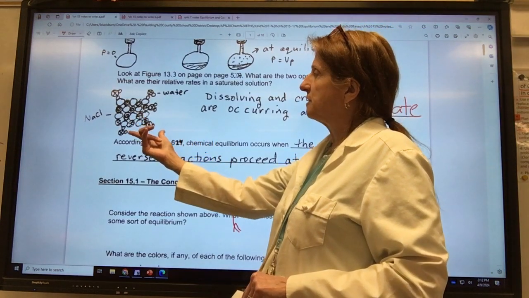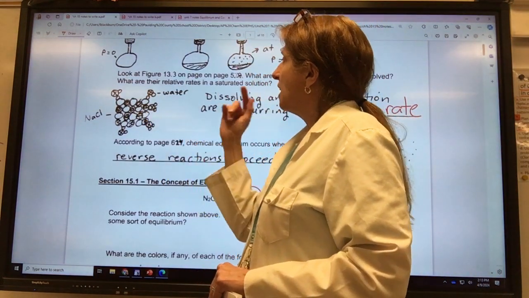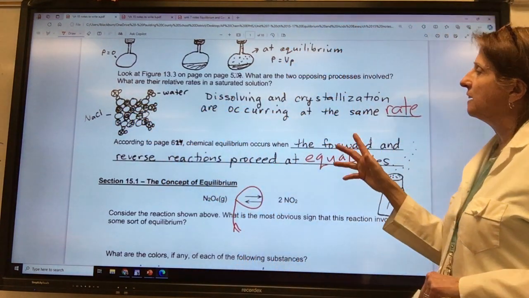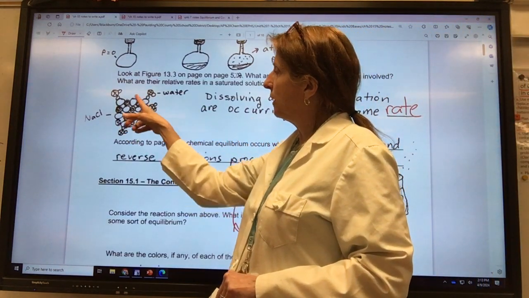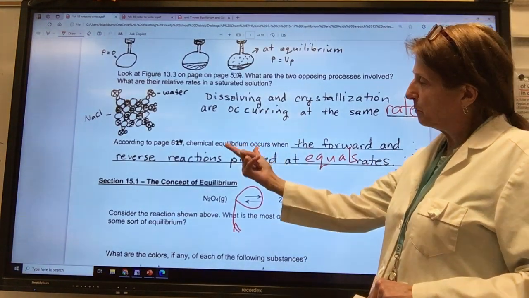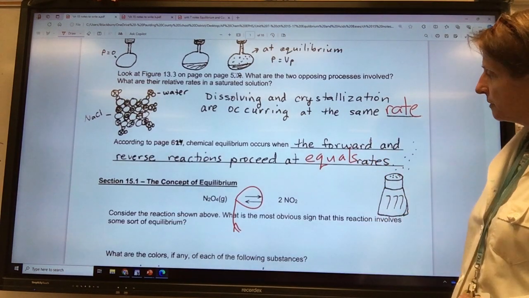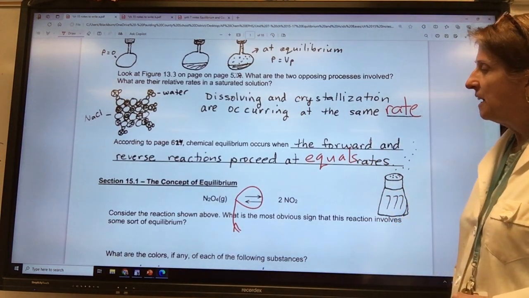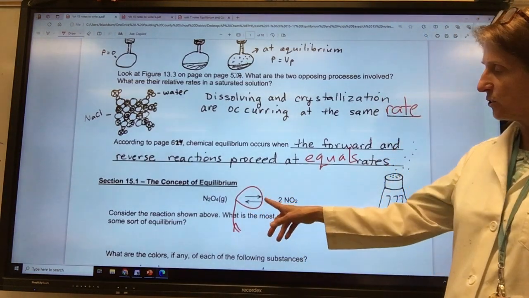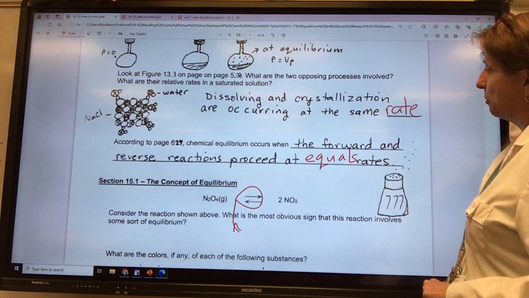So here's another example of it. You have a saturated solution, with extra salt in the bottom, of salt and water. You would have equal amounts of salt dissolving and going into the water to be ions, and at the same rate, other salt joining onto the crystal and recrystallizing. So chemical equilibrium is when the forward and the reverse reactions proceed at equal rates. I should say equal, not equals rates, equal rates. How we represent that is by the double arrow. The obvious sign that this reaction is at equilibrium, or that it's reversible, is the double arrow. It can go both ways.